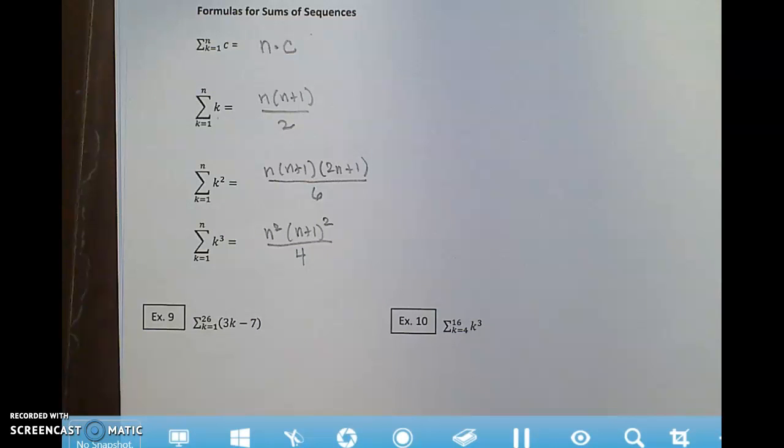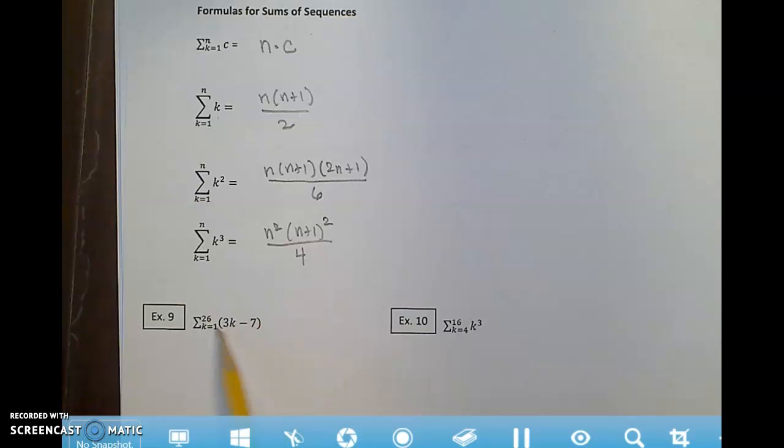Now this is going to be the alternative to actually listing out every single term. Okay, you want to be able to use these formulas, because as we know, formulas help you get answers much quicker. Okay, so I'm going to show you with these last two examples here how to use the formulas and the properties above. Okay, so for this one we want to find the summation of the sequence described by this expression, 3k minus 7, and we want to add from the first term to the 26th term.